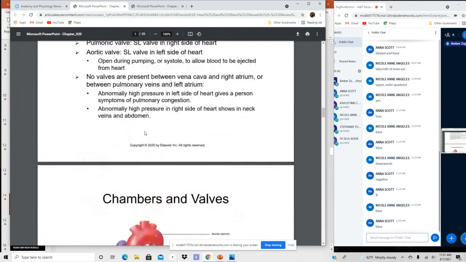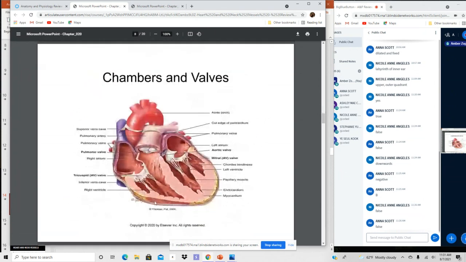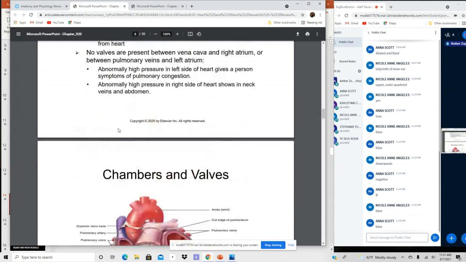If a person has high pressure on the right side of the heart, the blood will not be able to pump forward into the pulmonic valve and into the pulmonary arteries and go into the lungs. It will start to backflow into the rest of the body. So if a person has issues with the right side of the heart, you will see systemic congestion, and it will show in the neck veins.